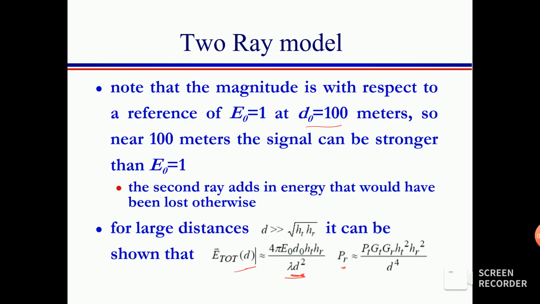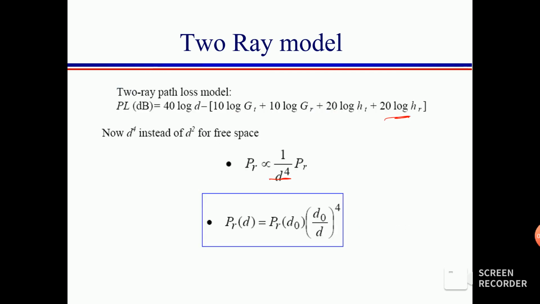When I write this equation in terms of dB, it is 40 log d minus 10 log Gt minus 10 log Gr minus 20 log ht minus 20 log hr. So now it is d power 4 instead of free space. For free space it is d square, and for this two-ray model it is d power 4. So your received power falls as d power 4.